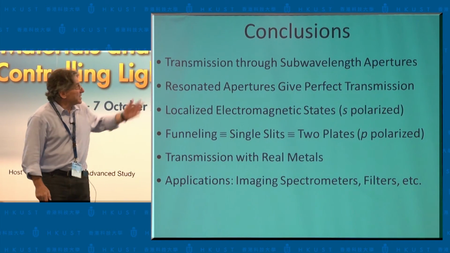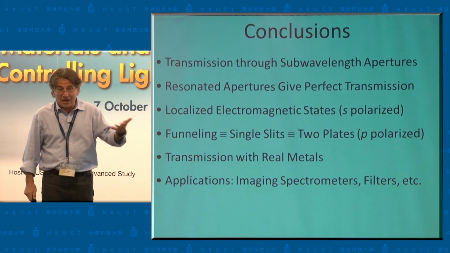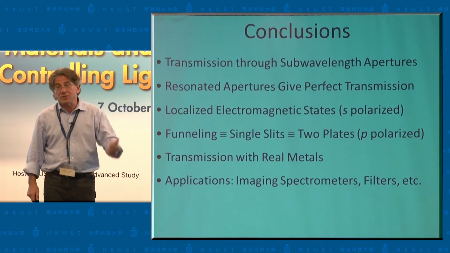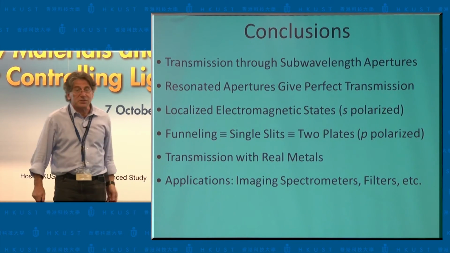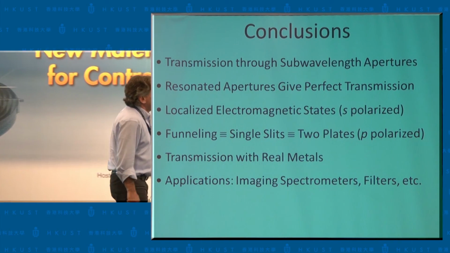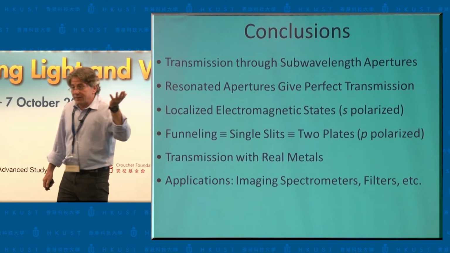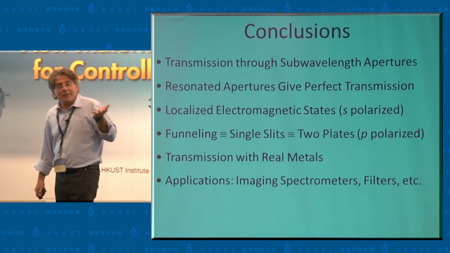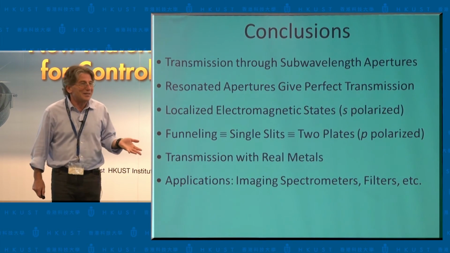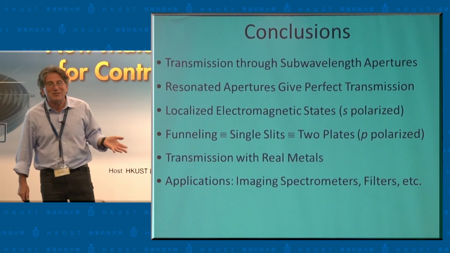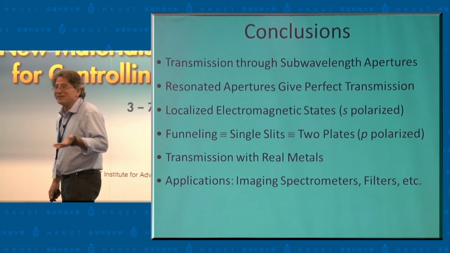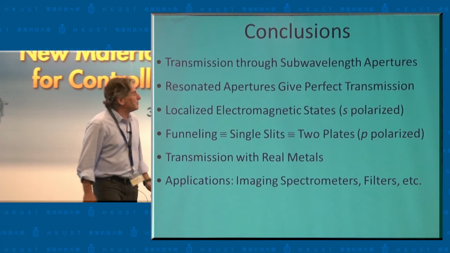So what I discussed very briefly was transmission through subwavelength apertures. And told you something that has been known for quite some time, that resonated apertures, ideal resonated apertures, give perfect transmission. And I told you something that somebody must have seen, but I have not been able to find a reference about this localized electromagnetic mode. So if anybody knows of this, please let me know. I did an honest job trying to find out, and I didn't find anything about this.